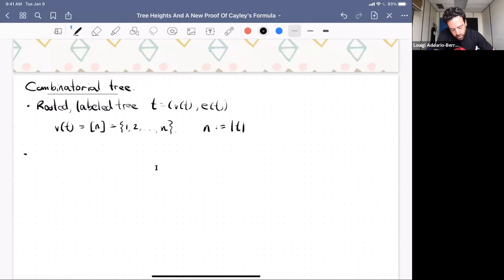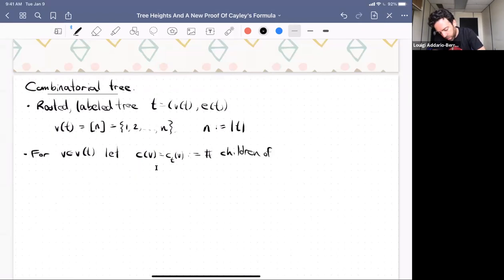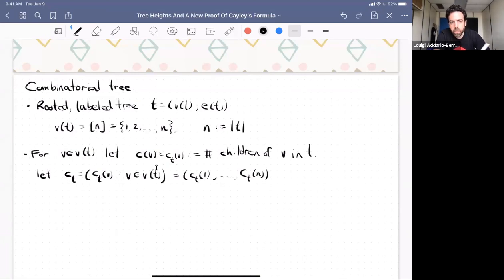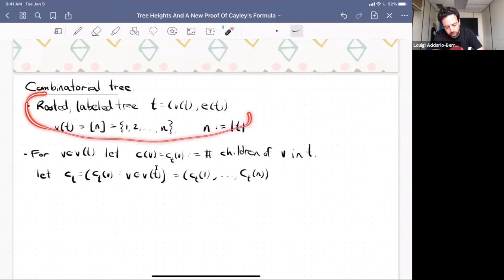Okay, so for a vertex V of such a tree, I'll write C_T(V) for the number of children of the vertex V in the tree T. And then the child sequence of the tree is just the list of numbers of children of all the vertices of the tree. Because the vertices are just labeled by 1 up to n, this list I could write as C_T(1) up to C_T(n), where n is the size of the tree. So that's what I mean by a combinatorial tree.